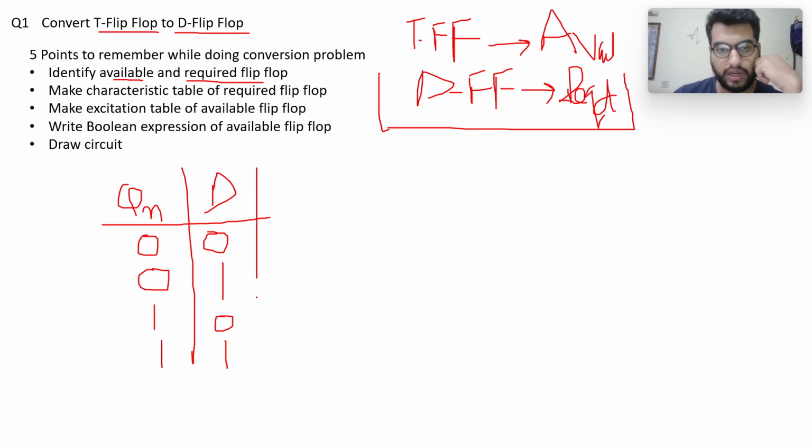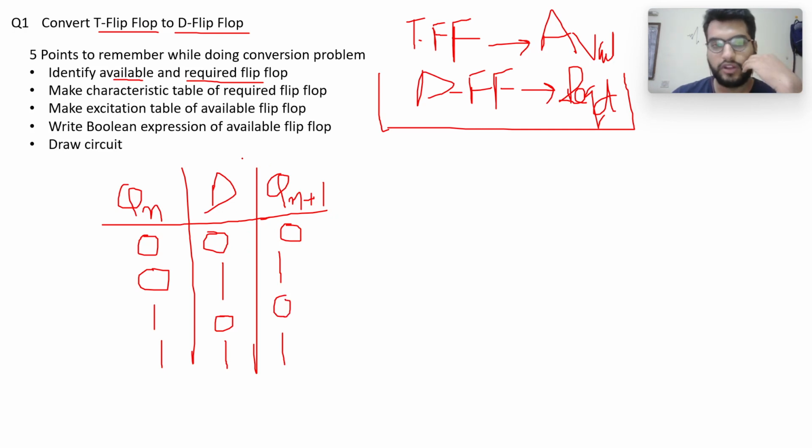So now we need to write down the next state. The next state will be represented by Qn+1, right? For a D flip-flop we know that the output is dependent on the input, so Qn+1 is simply equal to D. So D is equal to 0, it will just follow the input 0 1 0 1, right? So we are done with the first step and the second step.